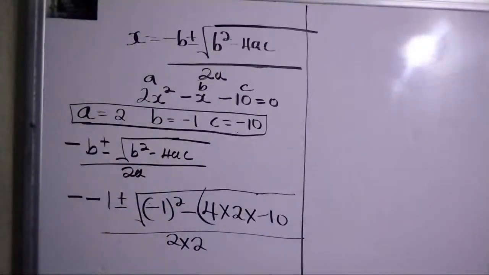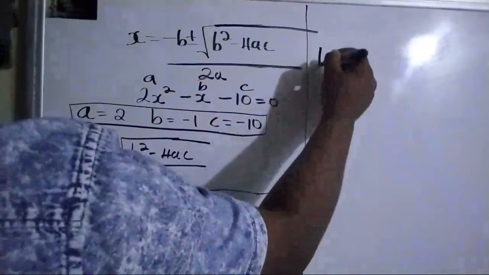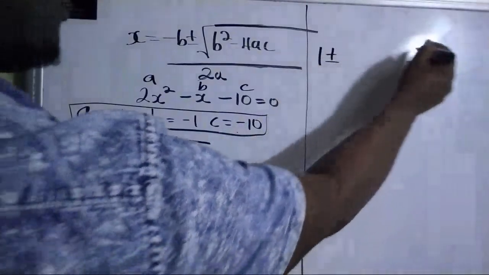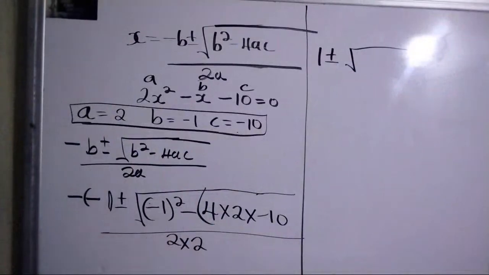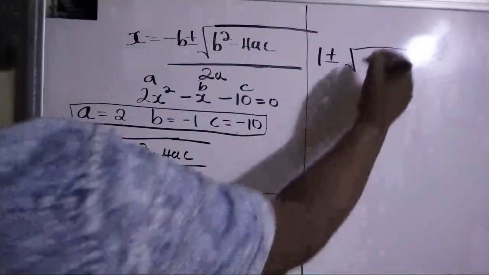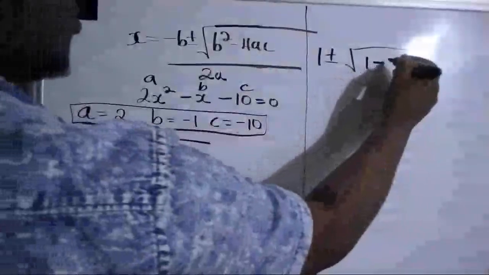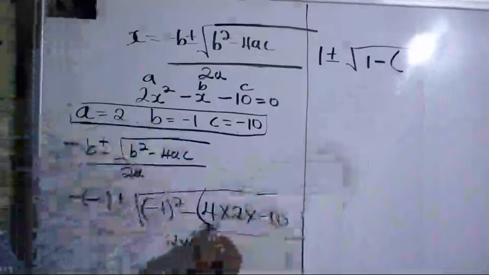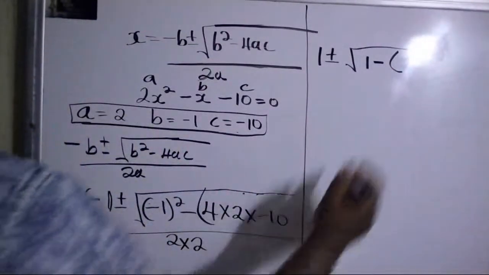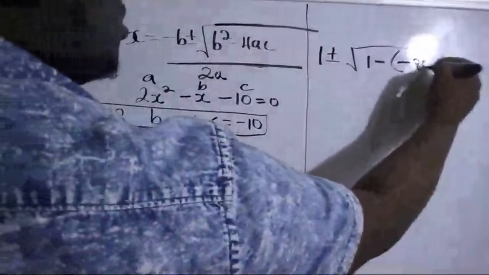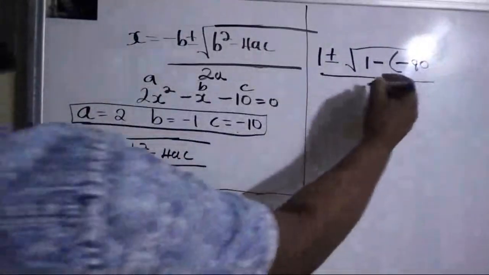So -1 times -1 will give us +1. Put a plus or minus, right? -1 squared means -1 multiplied by -1, which is going to give us +1. Put our minus, we're inside the bracket now. 4 times 2 is 8. 8 times -10 will give us -80. And we have 2 times 2, which is 4.